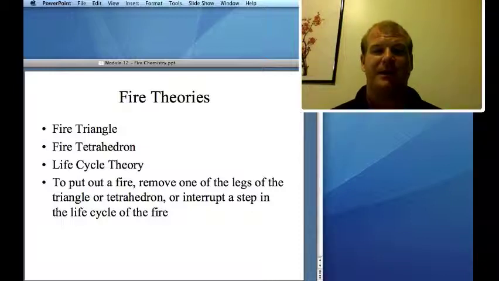We're going to talk about the different fire theories. There's a fire triangle, fire tetrahedron, and the life cycle of fire theory. And we're going to go through these, and the idea is that if you remove one of the pieces from the triangle or the tetrahedron, you put out a fire. Or if you interrupt one of the stages in the life cycle of a fire, then the fire will go out.